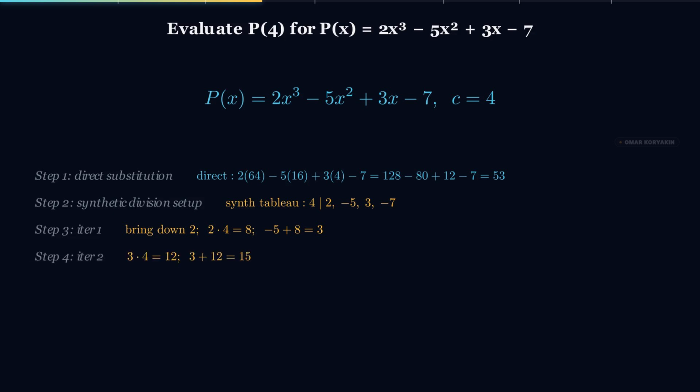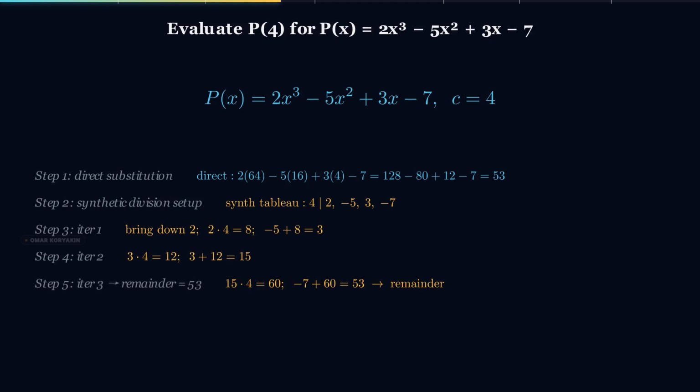Step 4. Compare results. Direct substitution gave 53, synthetic division gave 53. The two answers match. By the remainder theorem, the synthetic division remainder always equals p of c, so the match is guaranteed for any polynomial. Synthetic division evaluation is faster than direct substitution for high-degree polynomials because each step is a single multiplication and addition with no exponentiation overhead.